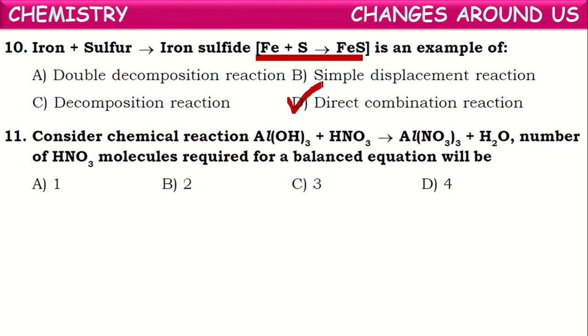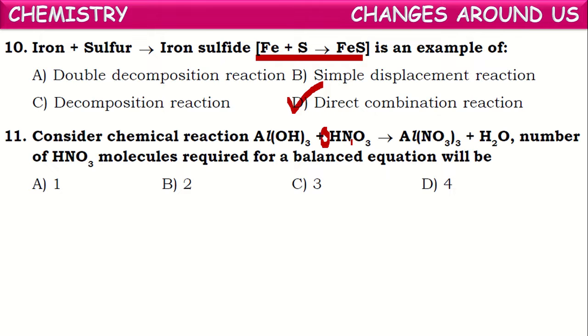Next, consider the chemical reaction: aluminum hydroxide plus nitric acid gives aluminum nitrate plus water. Now what they're asking is the number of nitric acid molecules required for a balanced equation. If you observe here, the equation given is an unbalanced equation. Now if we are able to balance this equation, we can find out what coefficient we get in the place here in front of HNO3 molecules.